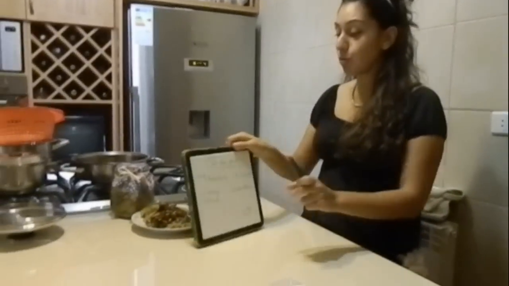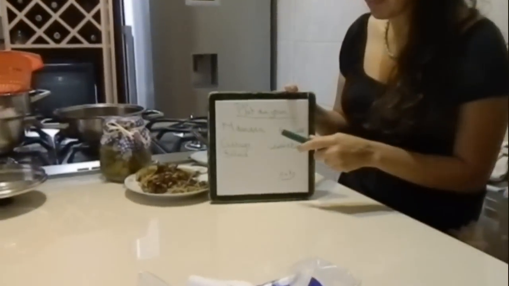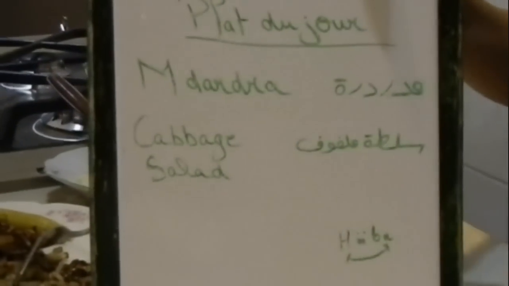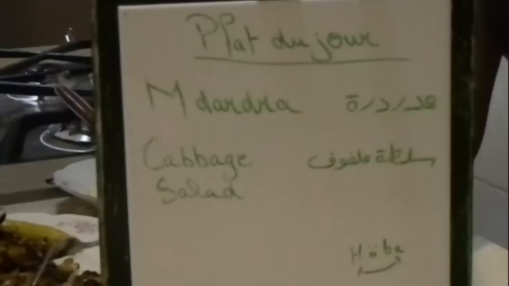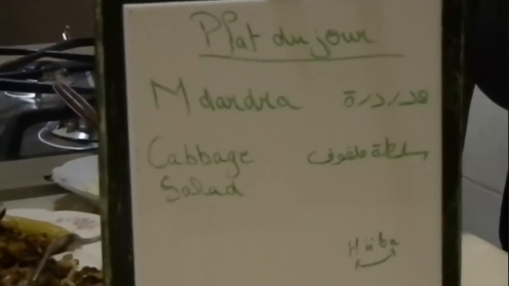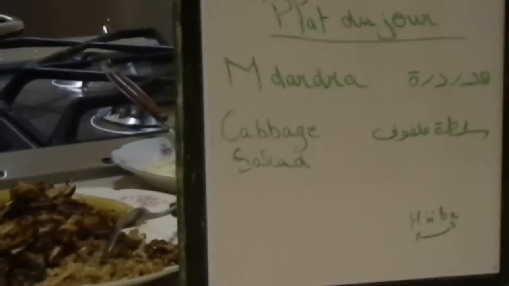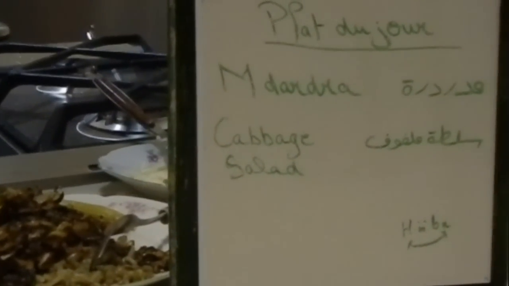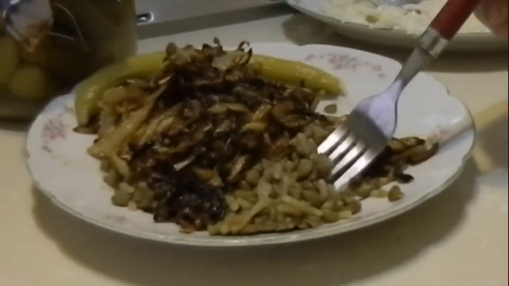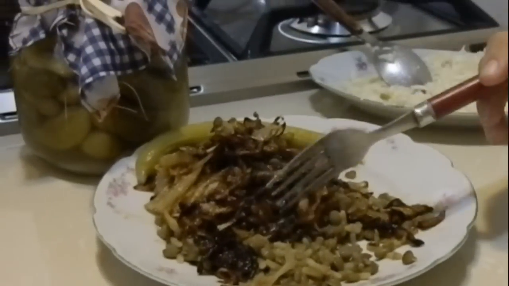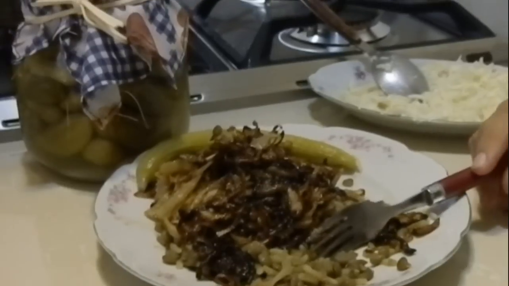So the plat du jour is Mdardra and cabbage salad. Cabbage salad, it's the cabbage salad, salatit malfouf. And Mdardra is a very traditional dish here in Lebanon, and it's made with lentils and rice together. They are mixed, and on the top we have the fried onions, and it's very delicious.